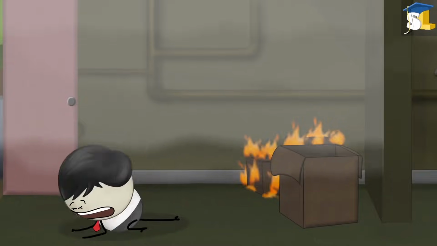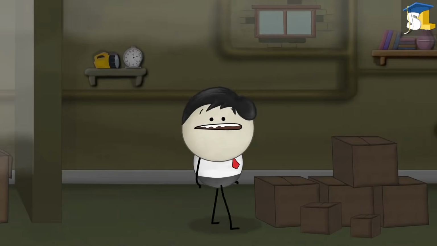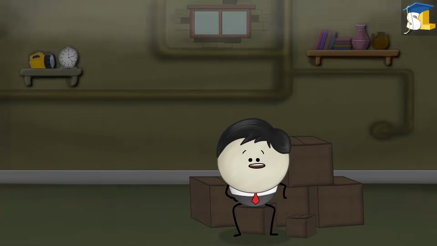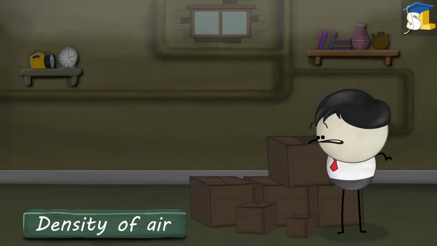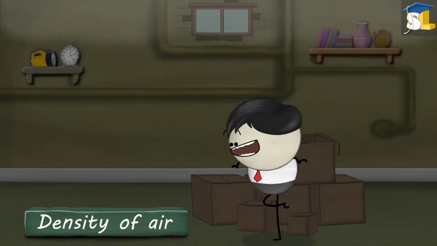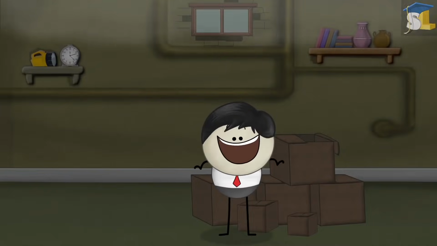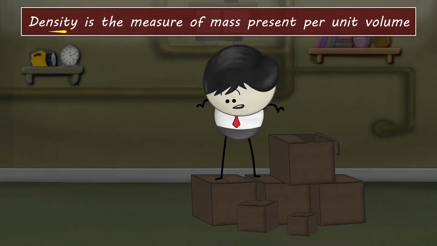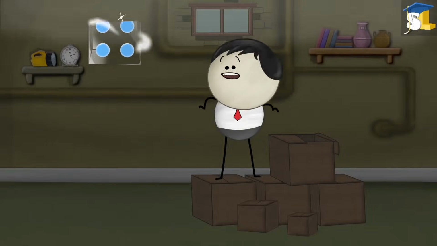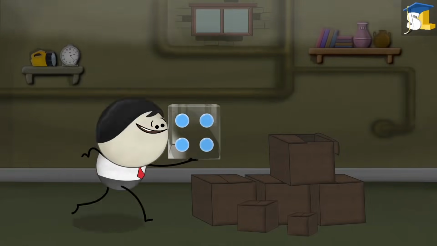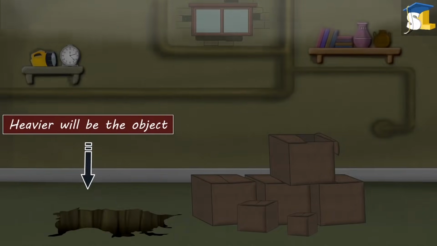Look, you're not able to breathe properly as you have inhaled a lot of smoke. This happened because you did not care about the density of air. Well, I know all about cavity, but what's this new thing called density? Don't worry, I will explain. Density is the measure of mass present per unit volume. Oh. Lesser the density, lighter will be the object, and greater the density, heavier will be the object.